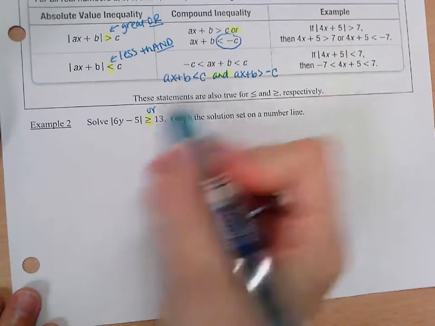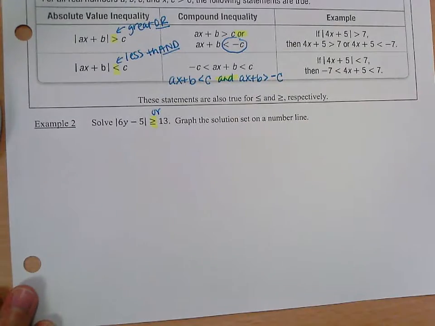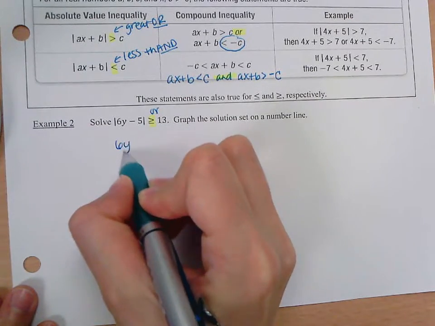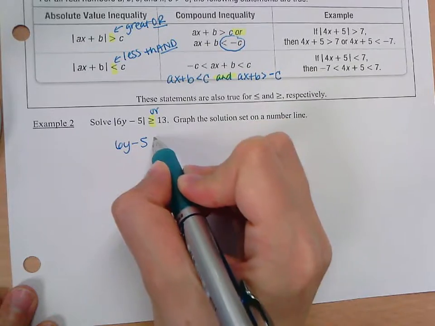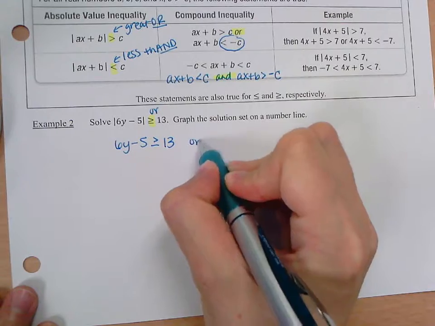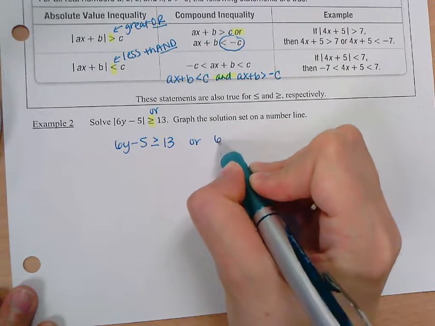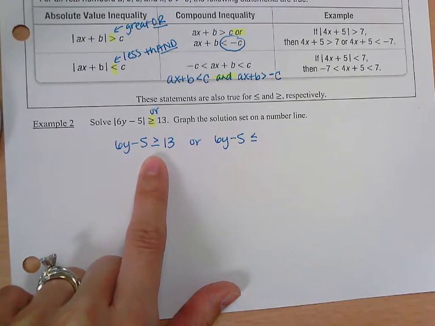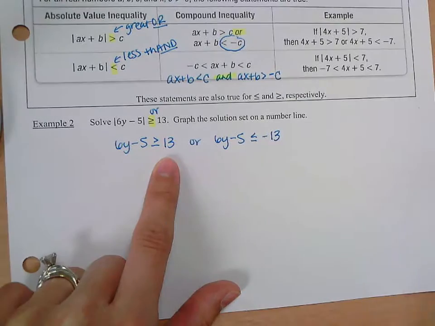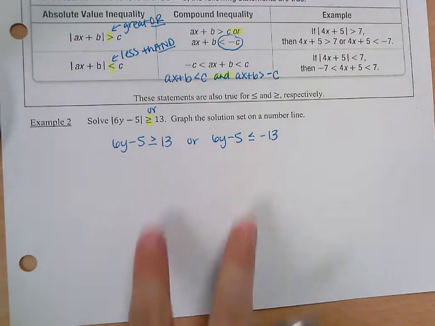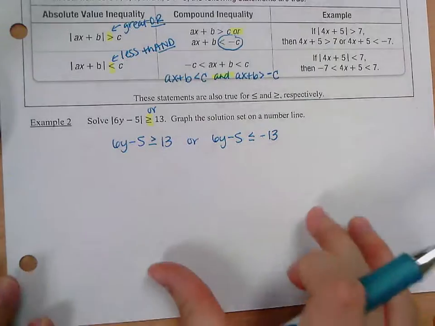So an or, I don't have an option. I have to set it up as two separate inequalities. So my first one would be I keep the 6y minus 5. I keep my greater than or equal to symbol. I keep the positive 13. And then I have or. And then for the second one, I still have 6y minus 5. But now I flip to have less than or equal to, and I change the 13 to the opposite, so negative 13. And now that you have this set up, it's exactly what we did yesterday. You're just solving both of these for y to write your solution set.